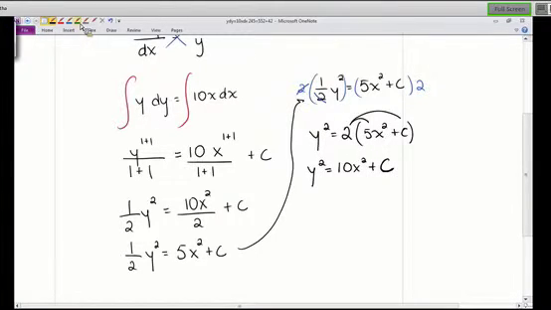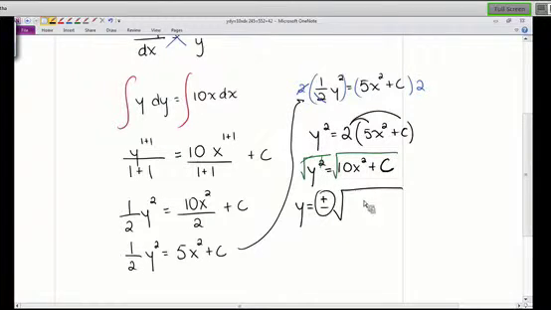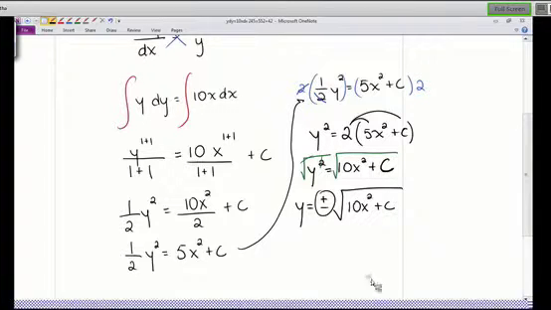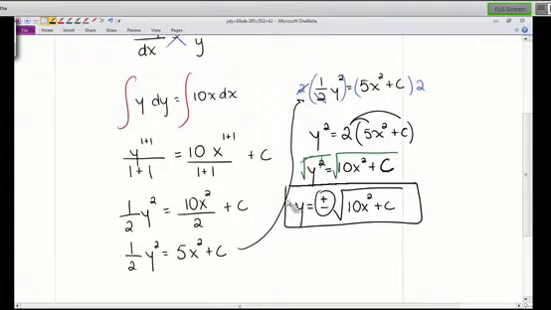Okay, now finally to solve for y, we want to get rid of the squared, so we'll take the square root of both sides. This will cancel out our squared, leaving us with y is equal to plus or minus, please do not forget the plus and minus when you're taking the square root, the square root of 10x squared plus a constant. And that is our final answer. Any questions on 8b?